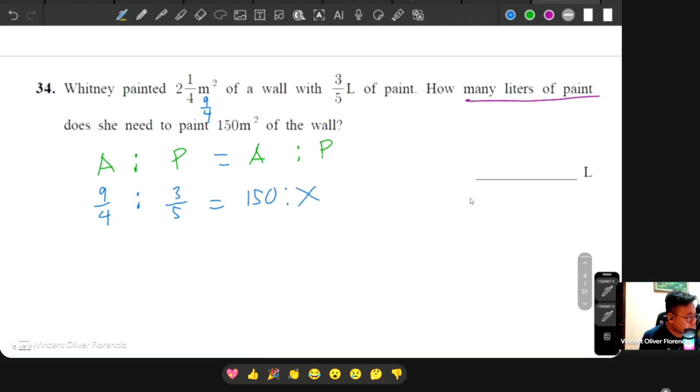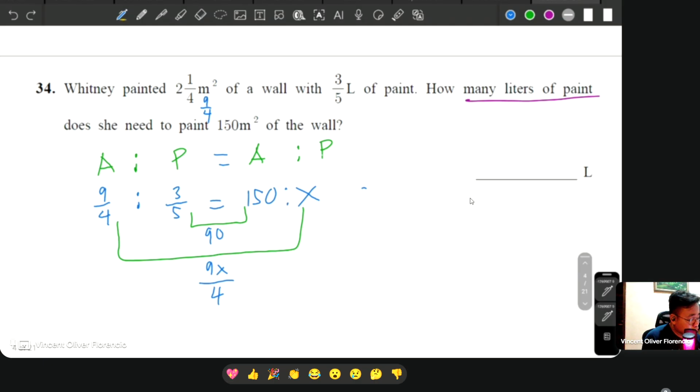So that means to say this one is our x. That's the missing value. Again, take note, means and extremes should be the same. So 3/5 times 150 is going to be 150 divided by 5 is 30, times 3 is 90. And this is 9/4 times x, which is 9/4x, or 9x/4. It's the same thing. Either way, they're just the same thing.